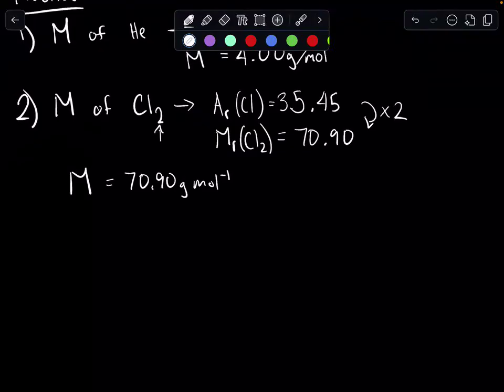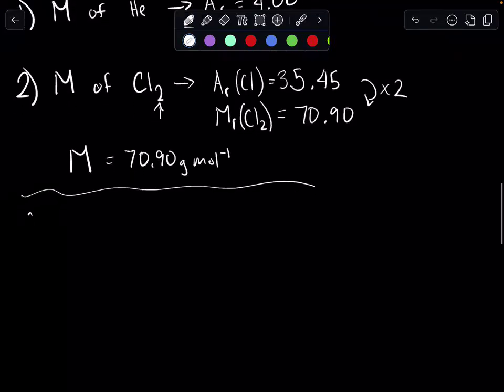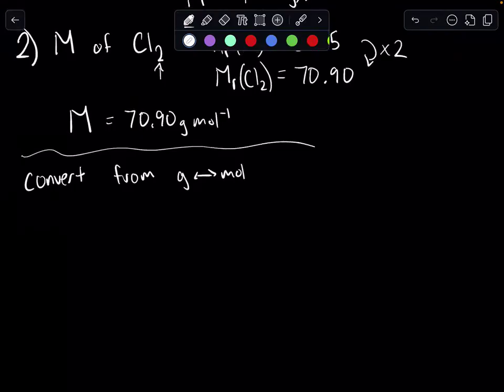All right. So we know how to do that. Congrats. You've done it. So what do we actually do with molar mass? Well, this allows us to convert from grams to moles and vice versa. So we can take grams of a substance and find out how many moles, or moles of a substance and find out how many grams, and we'll be using molar mass.